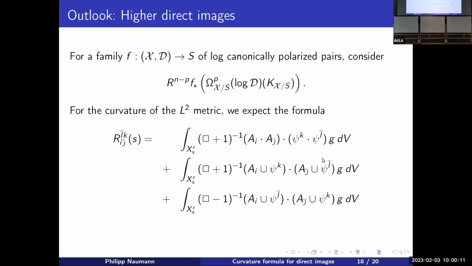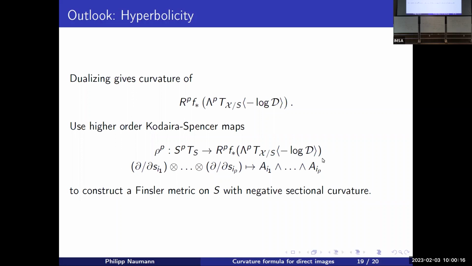And those can be used to implement Schumacher's strategy to cook up this negatively curved Finsler metric, because then you dualize, you take the relative dual, end up with those direct images, and then they can be used somehow. Then you look at these higher Kodaira-Spencer maps, and by using this, when you take roots, you have metrics on the symmetric powers of T_S and take roots, and then what you get is only a Finsler metric, but it would still be okay to conclude something like Kobayashi hyperbolicity.